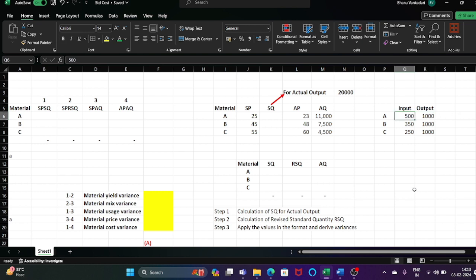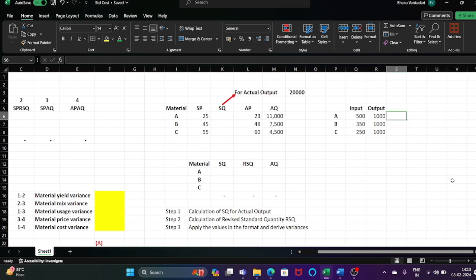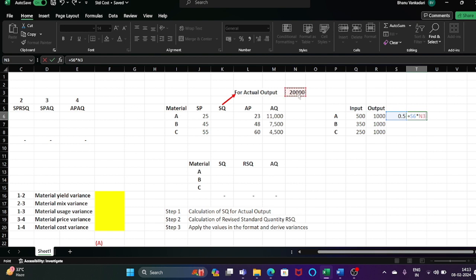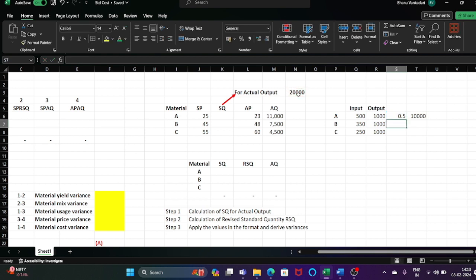So 500 kgs input is required for 1000 kgs. Now here, what is the output? 20,000 kgs. So let's have these values. 500 for 1000, then what is for 20,000? So the standard quantity is 10,000.